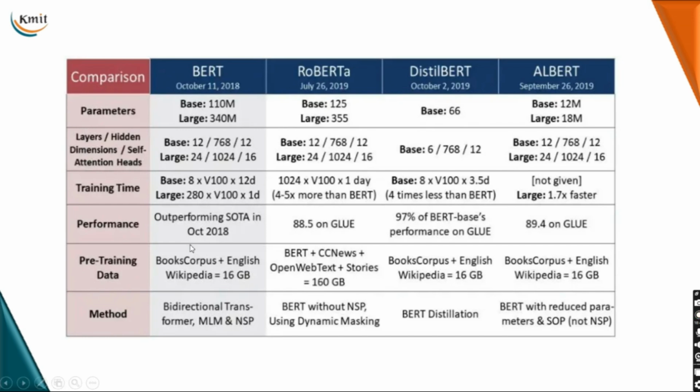BERT is based on MLM and NSP. RoBERTa is based only on MLM without NSP, with dynamic masking done on MLM. DistilBERT is distillation on the original BERT model, and ALBERT is the smallest version with reduced parameters, which also does not use NSP. So these are some important parameters comparing the different pre-trained language models which are based on BERT. Thank you so much.